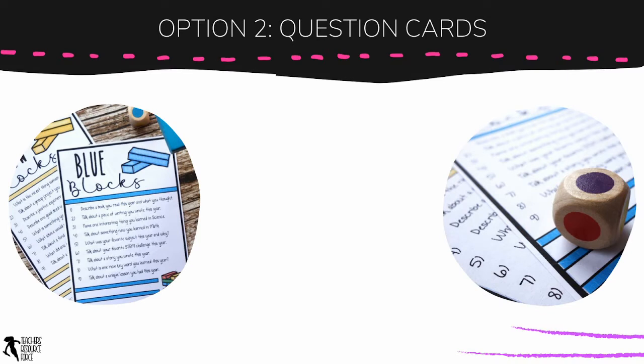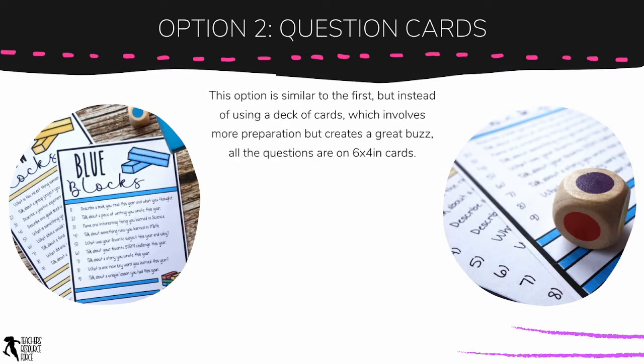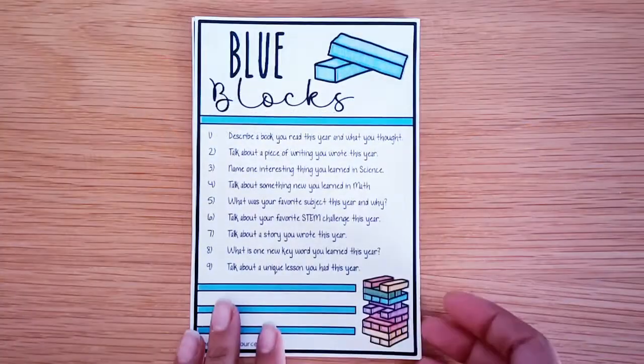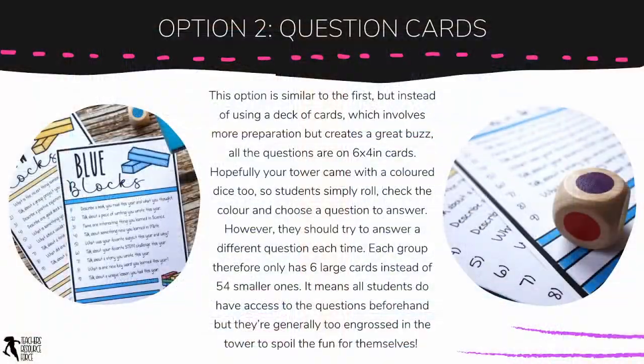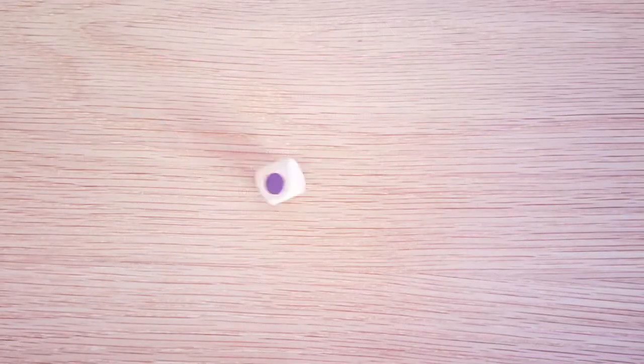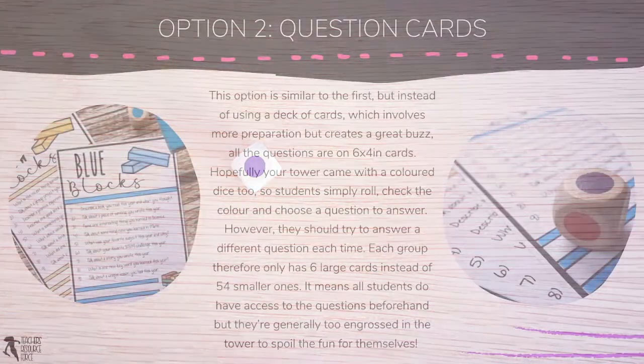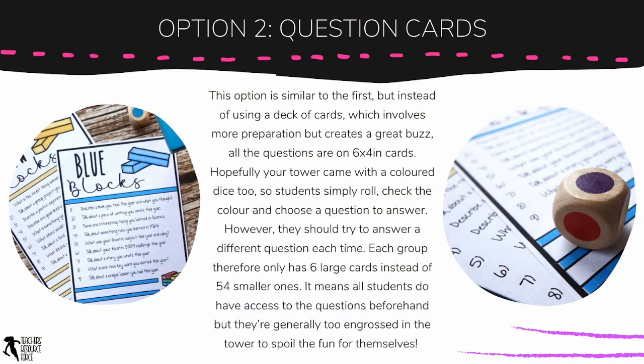Option 2 are question cards. So they are similar to the first option, but instead of using a deck of cards, which definitely involves a bit more preparation and printing and the cutting and the laminating, but it does create a great buzz, these question cards are all on 6x4 inch cards. Hopefully the tower you came with a coloured dice too, but if it didn't, it's not a big deal. Just get any dice and assign a number to a category or a colour.